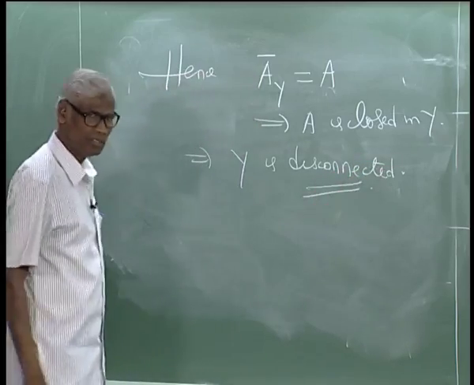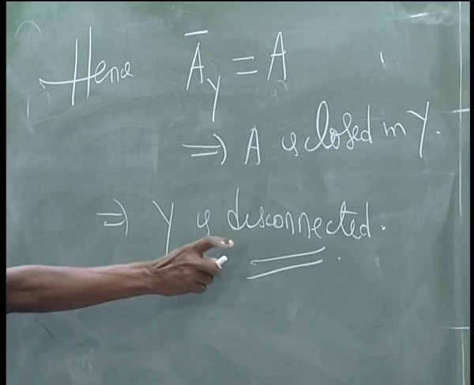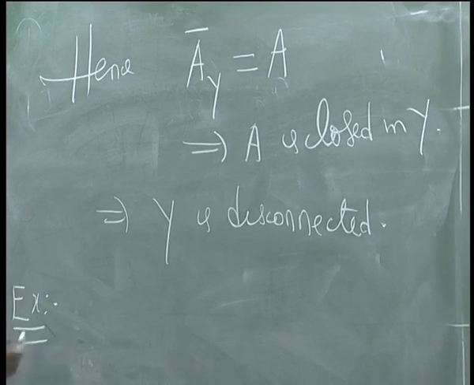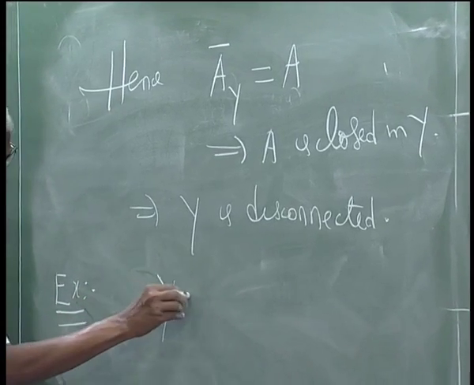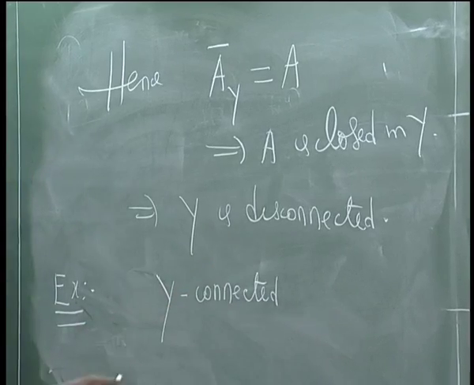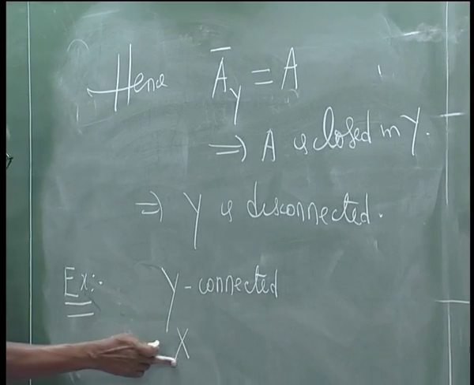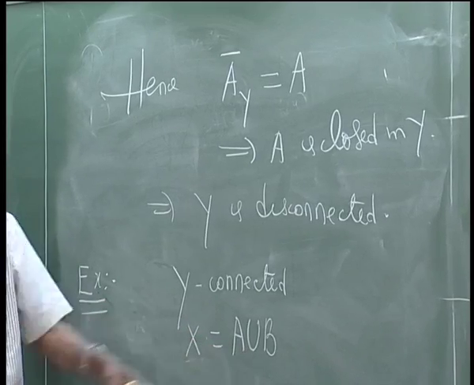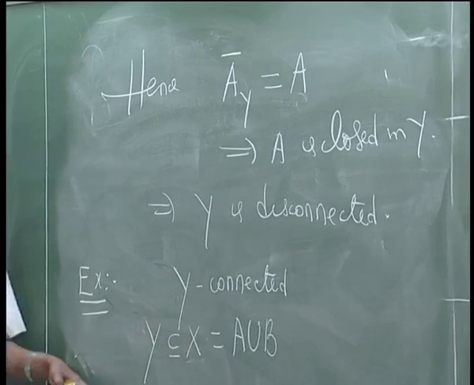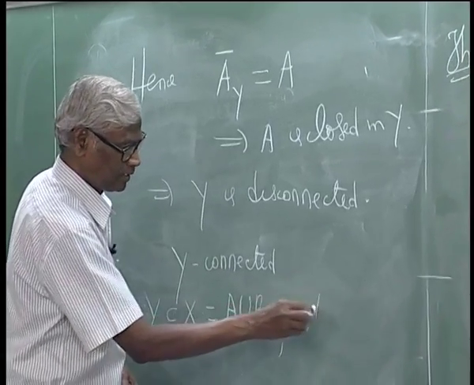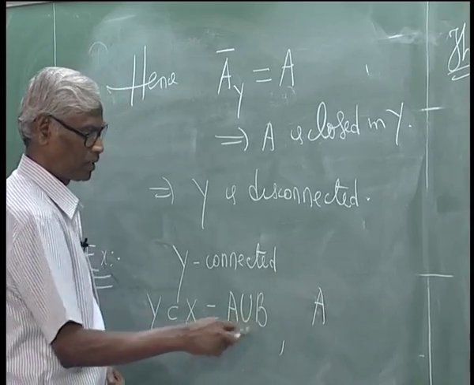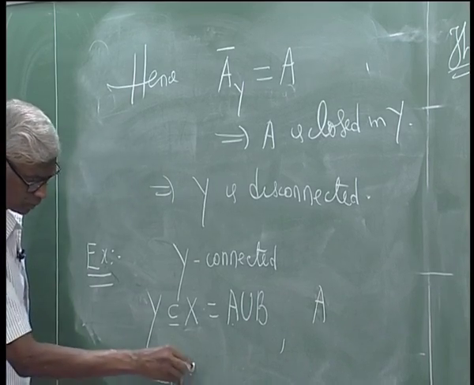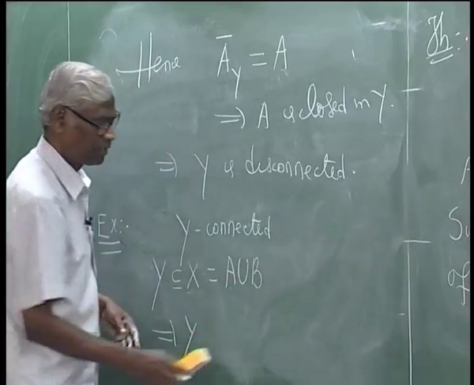So, if we use this result, we can prove the following. Suppose Y is connected, X need not be connected, and X equals A union B, and this is a separation. That means X has a separation, Y is a subset of X, Y is connected, and A and B are non-empty open sets in X. Then this will imply Y is completely contained in A or completely contained in B.